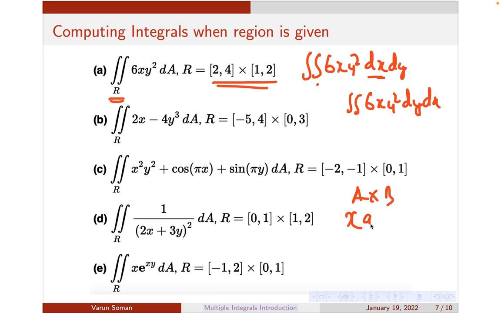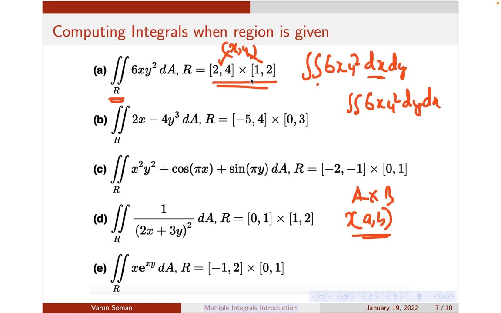A cross B is the ordered interval (a, b), where a is coming from A and b is coming from B. So this region is actually of the form (x, y), where x is coming from this one and y is coming from this region. So your x variation is from 2 to 4 and y's variation is from 1 to 2. I hope it is clear.